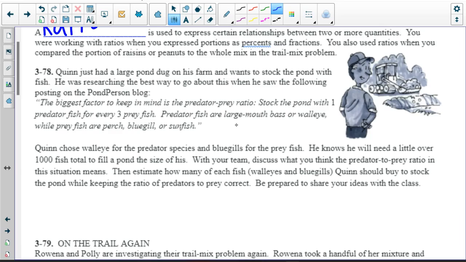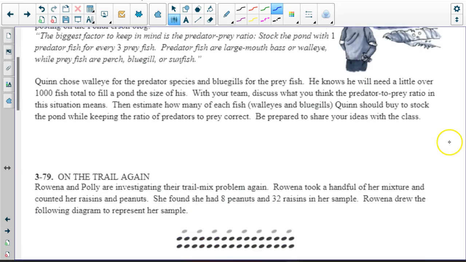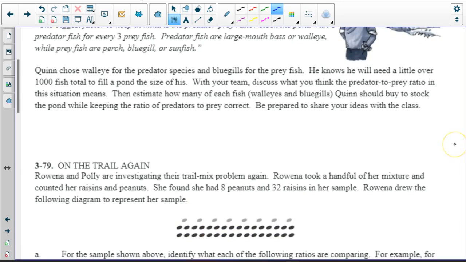So this is something important to think about because when you are stocking a pond, you don't want to put too many predator fish, but you also don't want to put too many prey. So you have to find a good balance where the predator fish have enough to eat and aren't attacking each other, but have enough prey where they don't all just get eaten right away. So Quinn chose walleye for the predator species and bluegills for the prey. He knows he will need a little over 1,000.